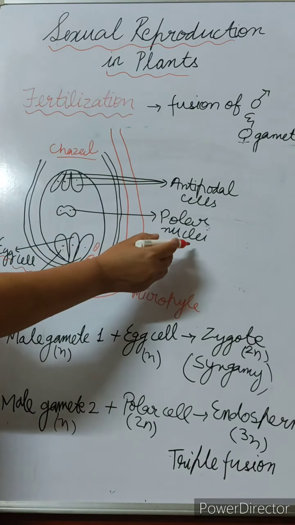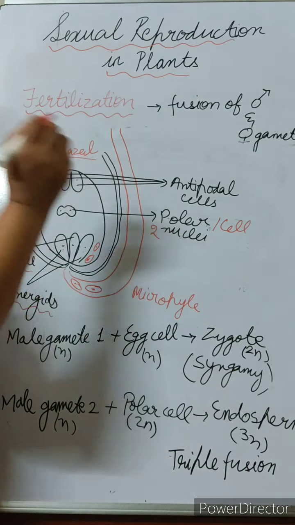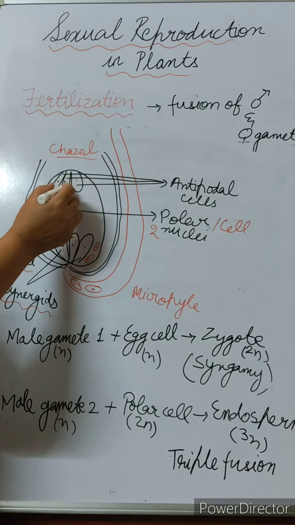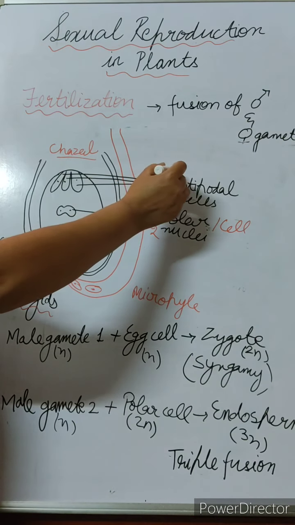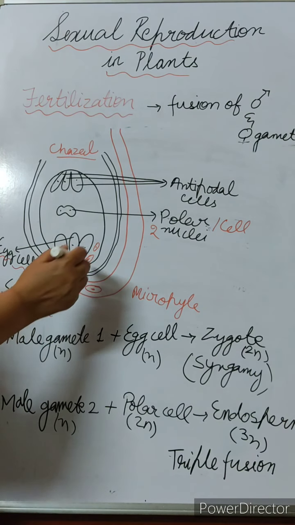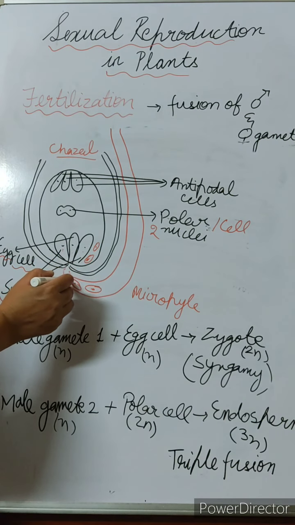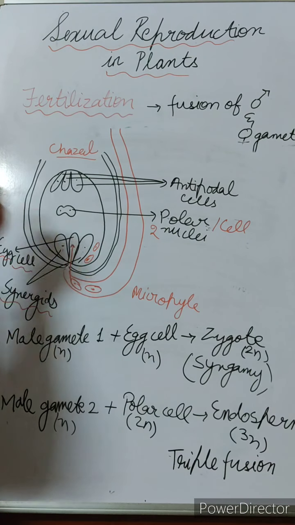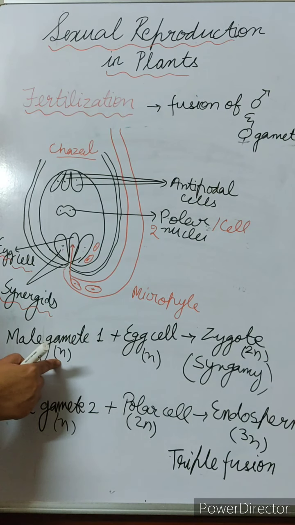So this is the polar cell, which has how many nuclei? 2 nuclei. Now the chalazal end also has 3 cells which are known as antipodal cells. The function of these antipodal cells is still not known. Now let us see what will happen to the male gametes which are released. The first male gamete is going to enter, and this male gamete is going to fuse with the egg cell. So the male gamete is haploid, that is n.